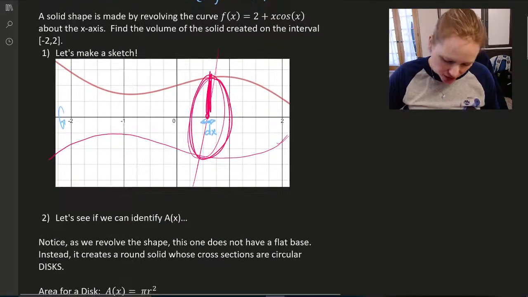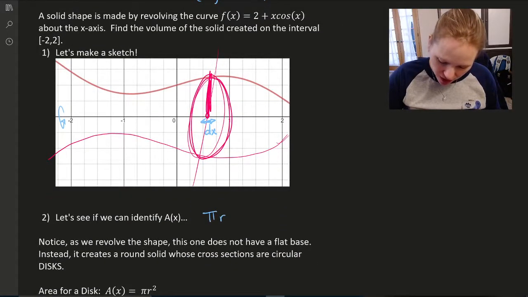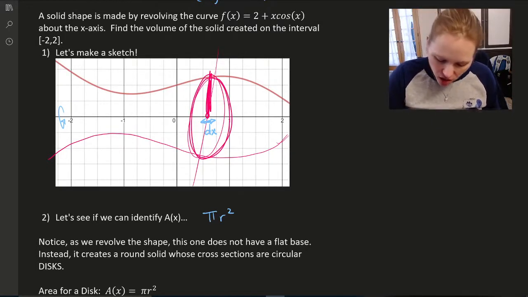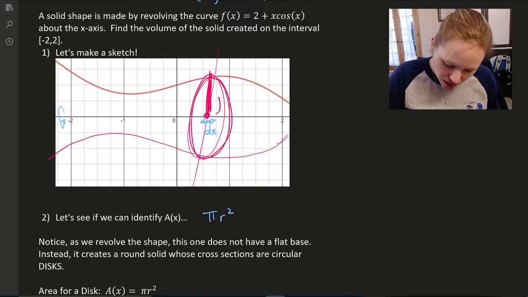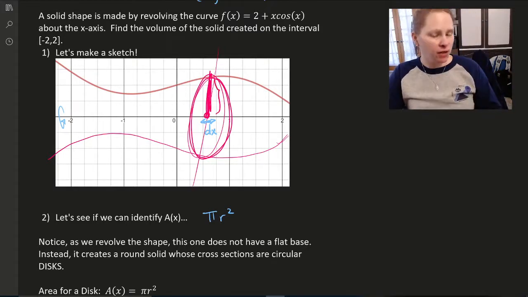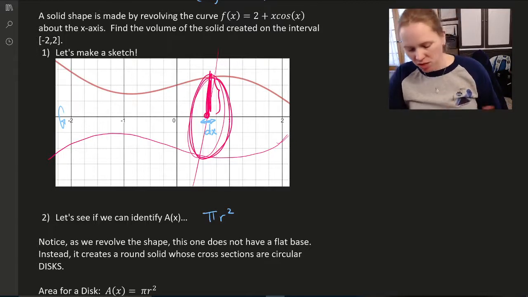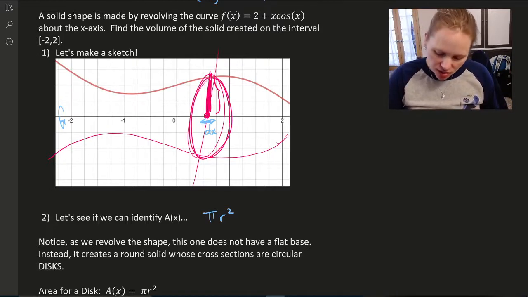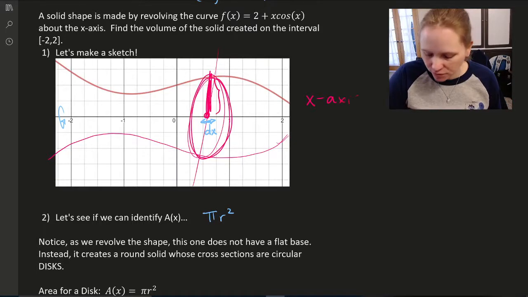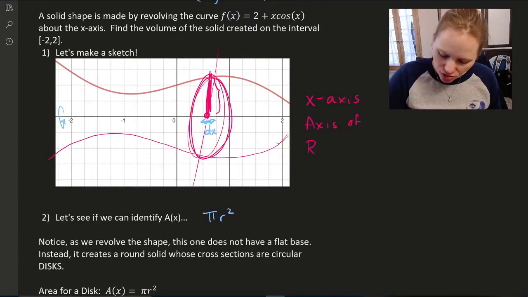So our area function is simply pi r squared. So what is r? Well, looking at my graph, r goes from the x-axis up. It doesn't always go from an axis. Sometimes r goes from a different line. So we have to really pay attention and understand what's happening. The first thing I do is sketch a mirror image down below the axis of revolution. The x-axis is our axis of rotation or revolution.